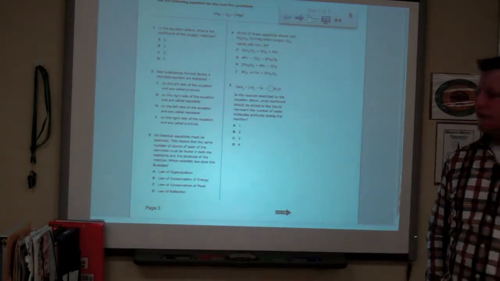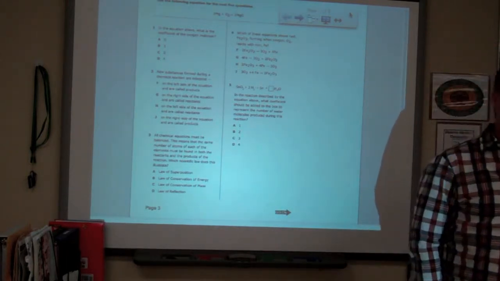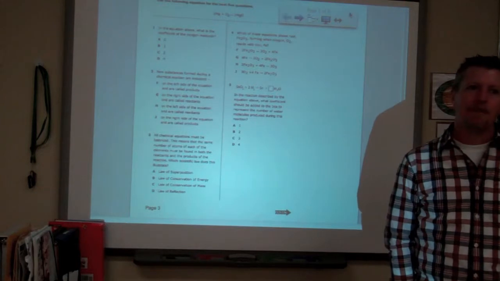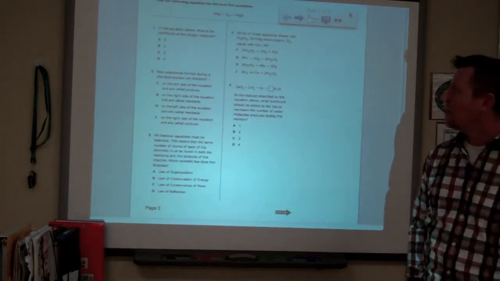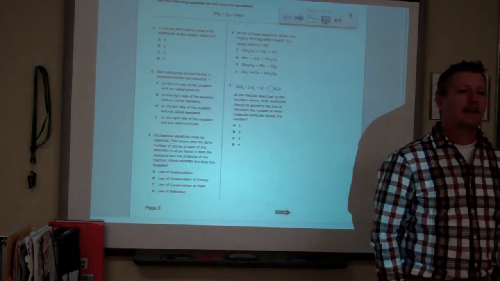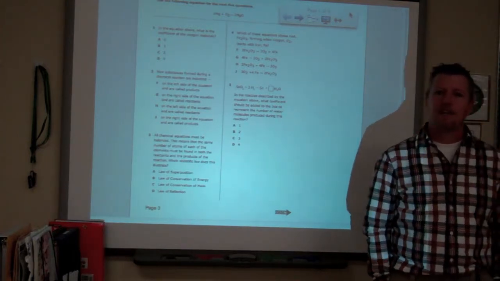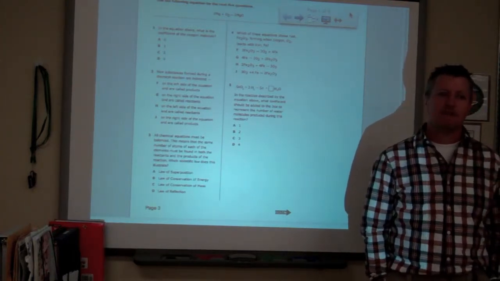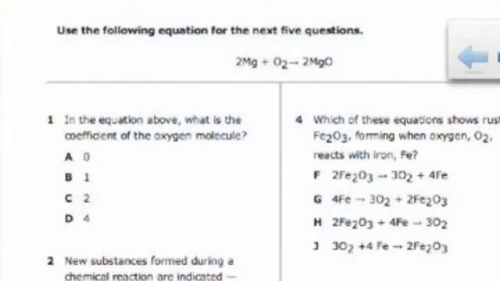Highly missed question of the whole test. For all the 8th graders, I think only 15% got this right. That means a whole lot of people got it wrong, okay? And I think it was just simply a situation where reading the question and understanding what it's asking was troubling for some of y'all. Because it says, in the equation above, what is the coefficient of the oxygen molecule?